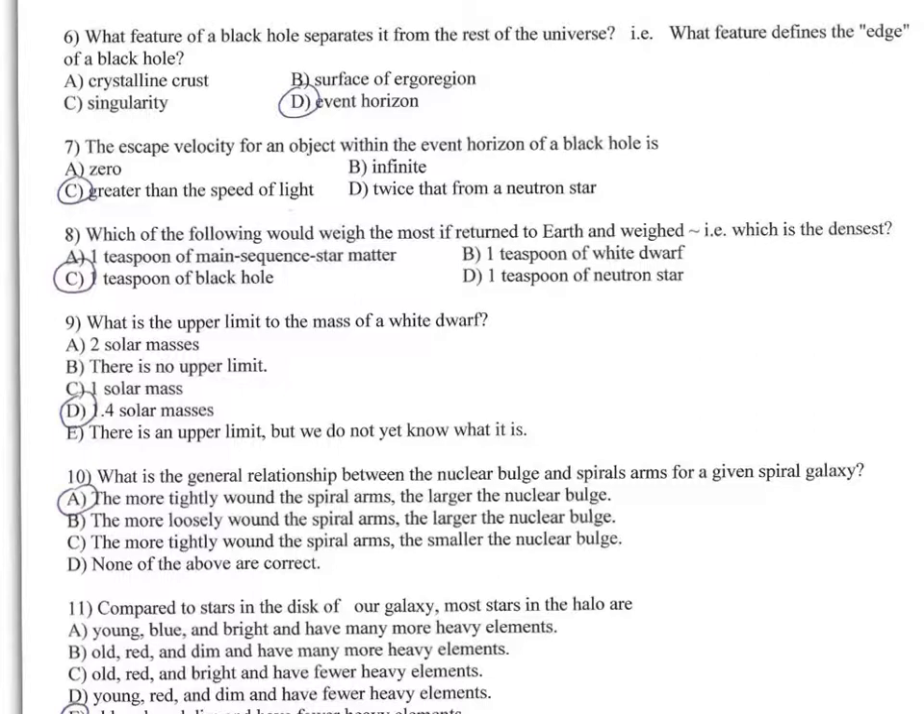Question 9, what's the upper limit to the mass of a white dwarf? That would be the Chandrasekhar limit, D, 1.4 solar masses. 10, what is the general relationship between the nuclear bulge and the spiral arms for either a spiral or barred spiral? And we said in lecture A that the more tightly wound the spiral arms, then the thicker the nuclear bulge.